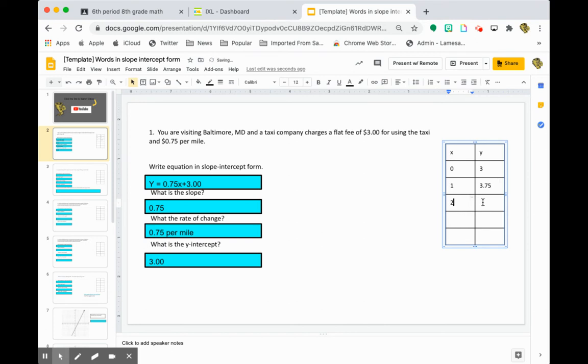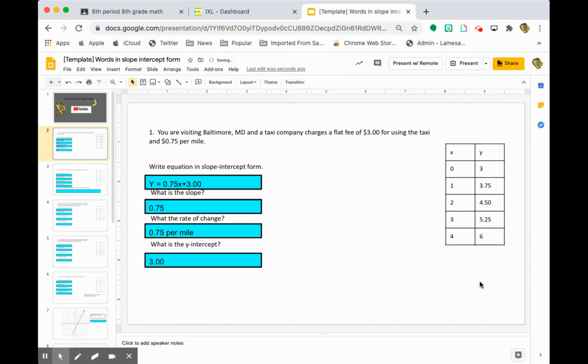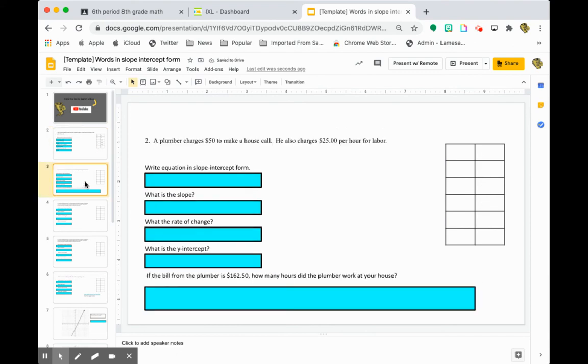And then 2 miles would be 4.50, I think. I think it's 4.50. And then for 3 miles would be 5.25. And then for 4 miles would be 6. And so this is how you're going to complete these next slides.